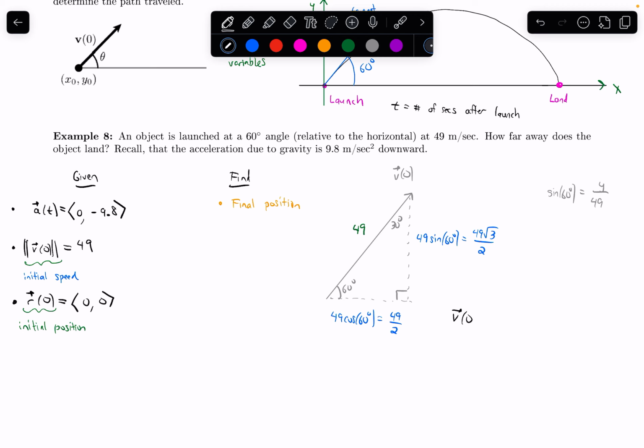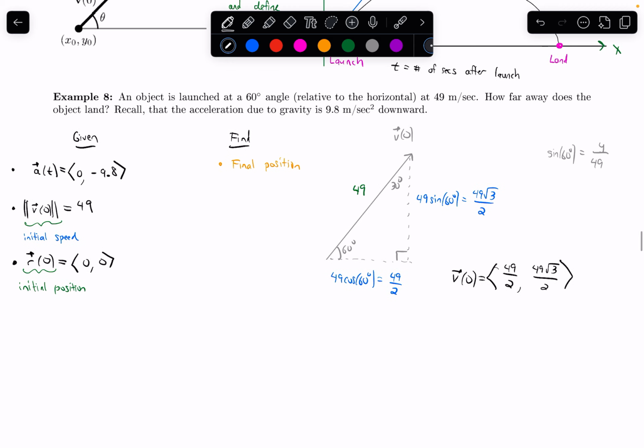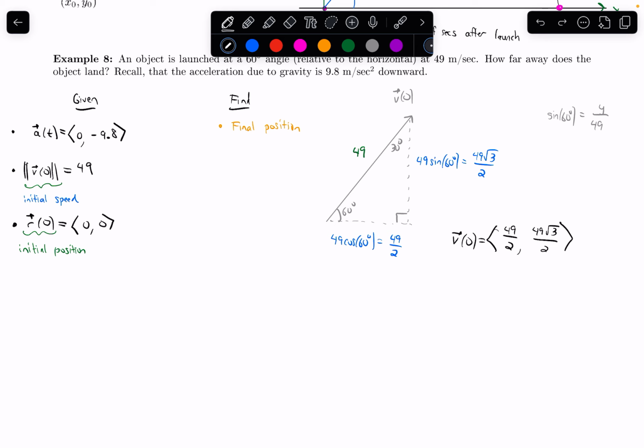So v of 0, the x component, it's pointing to the right, which means it's positive. That's 49 over 2. And the y component's going up, so that's also positive. So comma 49 root 3 over 2. Awesome, my velocity vector. So I'm given the acceleration vector. Let's take its antiderivative to get velocity. So let's start doing some calculations at this point. Okay, so let me separate out what I was given and what I want to find.